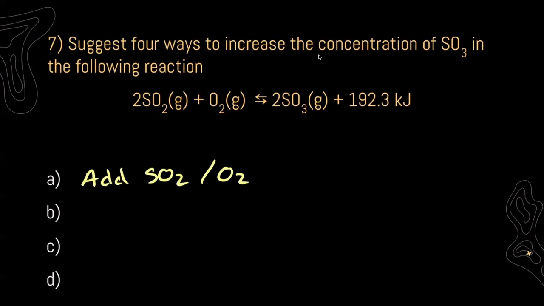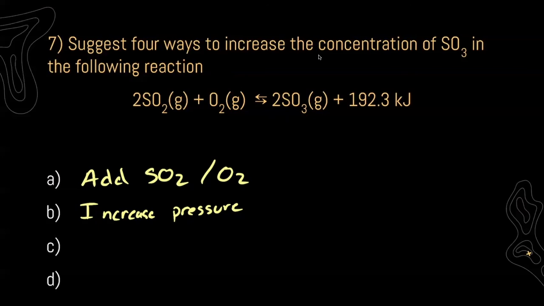Looking at the number of moles that I have, 2 moles of sulfur dioxide and 1 mole of oxygen gas. And that's going to make 2 moles of sulfur trioxide. If I increase my pressure, I increase the number of collisions that they have, increasing my sulfur trioxide concentration.